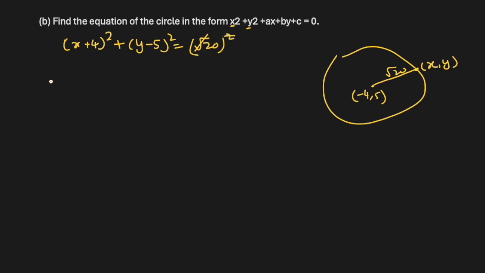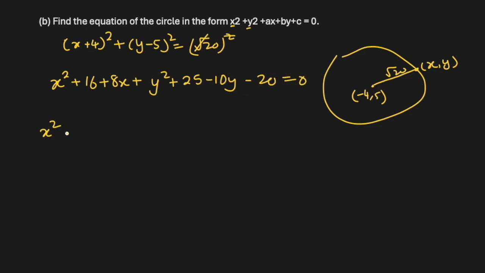So if I expand this, it will become x squared plus 8x plus 16, plus y squared minus 10y plus 25, and let me bring 20 to the other side, minus 20 equal to 0. So x squared plus y squared, that's what they wanted. Ax next, which is 8x, then by, which is minus 10y, and then c will be 16 plus 25, 41 minus 20, 21.